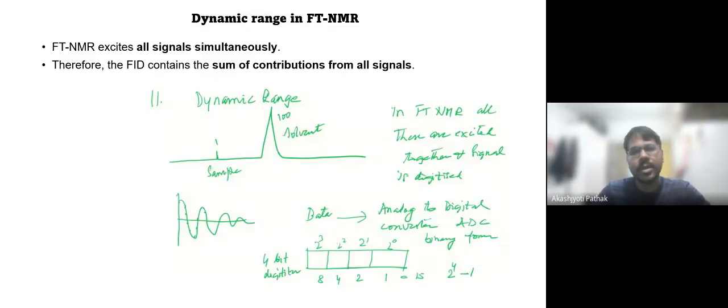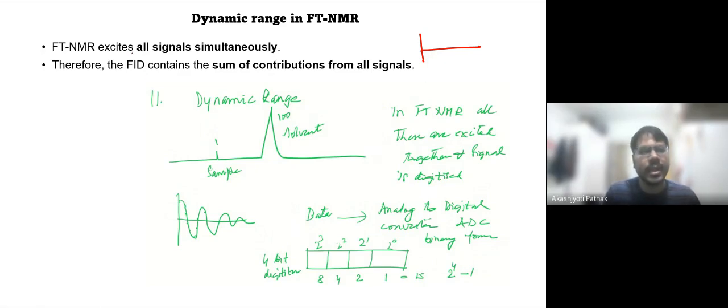Now the last concept about the practical aspects is dynamic range in FT-NMR. So what is the dynamic range? We learned that the different signals that are obtained are digitized. The FID signal that you get is continuous, but it has to be digitized and stored in binary form at discrete time points.